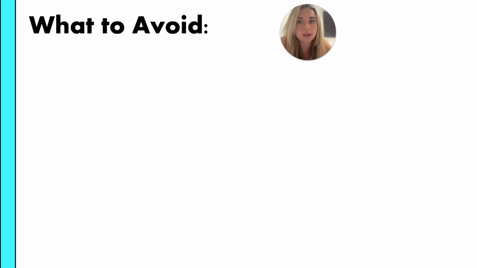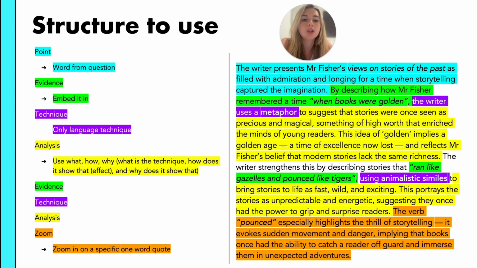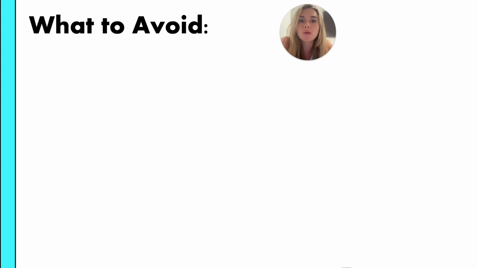And structures are the way to do that. And then what to avoid. So the first thing we want to avoid is listing features without analysing their effect, which is technique spotting. So you can see here, my analysis is in depth. That is my longest bit in my paragraph, because I've not just picked out a technique and not said anything about it. I really dove into what it meant.